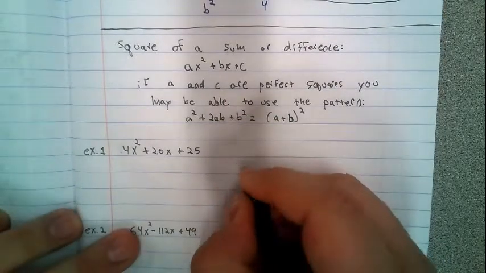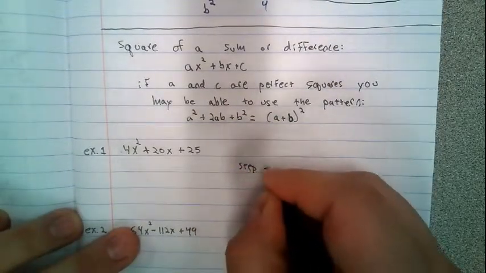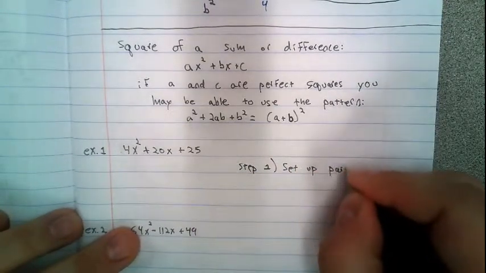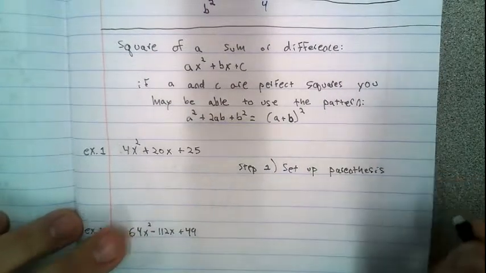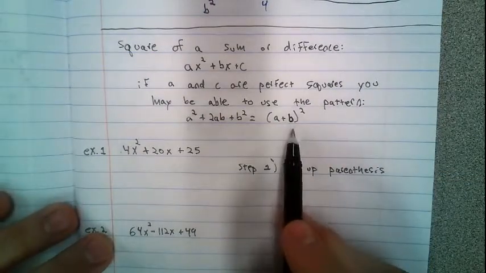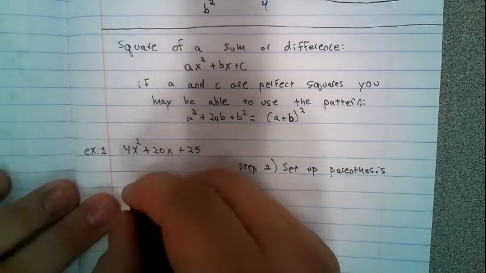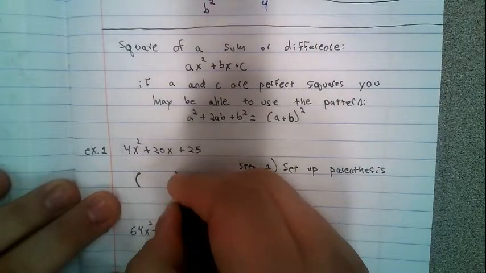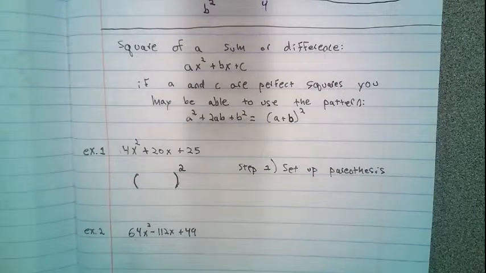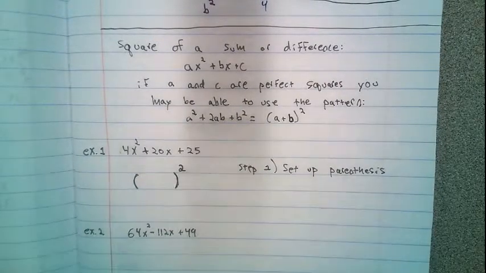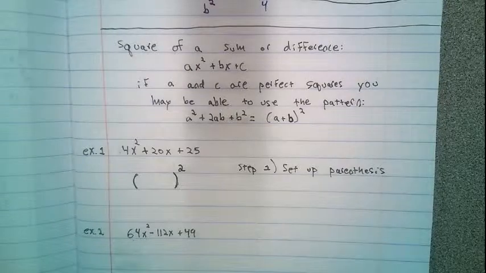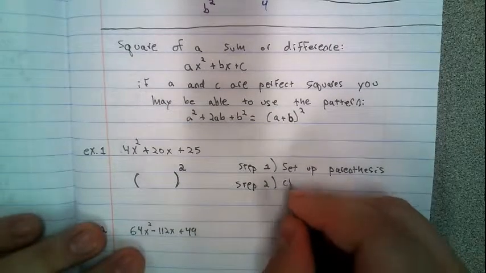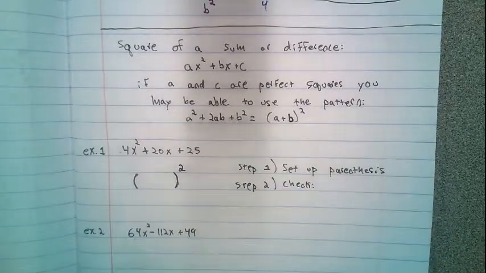The first step is to set up the parentheses. Now the parentheses are going to look like this: just a set of parentheses with a squared. Now what goes inside, that's what we have to find out. So step 2 is kind of the check to make sure the pattern works.